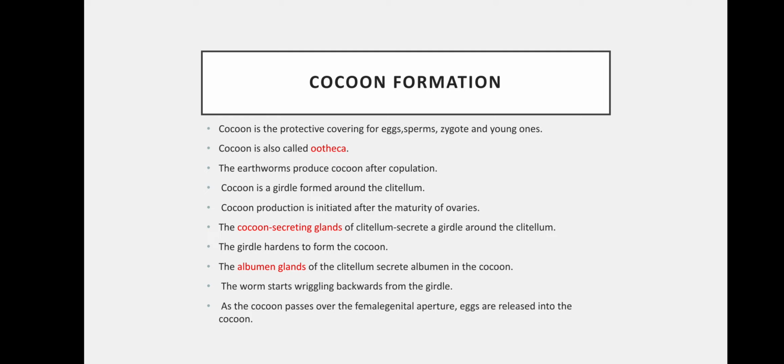Clitellum is a swollen portion in the 14th to 17th segments of earthworms, and the earthworms produce the cocoon as a girdle around that clitellum. This cocoon production is initiated after the maturity of the ovaries. Only a mature earthworm can produce a cocoon. Cocoon secreting glands of the clitellum secrete a girdle around the clitellum, and this girdle hardens to form the cocoon. So this is how a cocoon is formed.